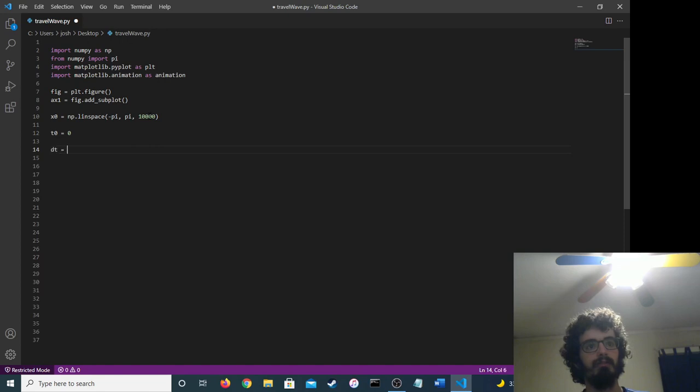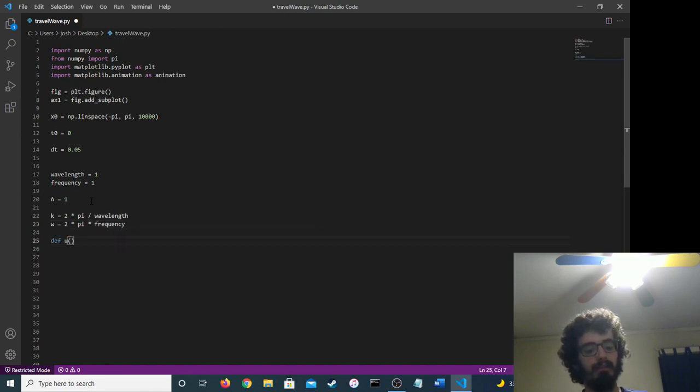C0 equals 0, t equals 0. So that's the initial time, and the increment of time for the animation. Now set the wavelength, frequency equals 1, amplitude equals 1, k equals 2 times pi divided by the wavelength. We're doing cosine of kx minus omega t, so that's why the pi is there. Omega equals 2 times pi times frequency.